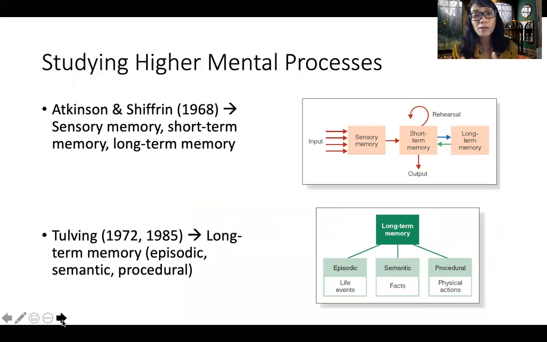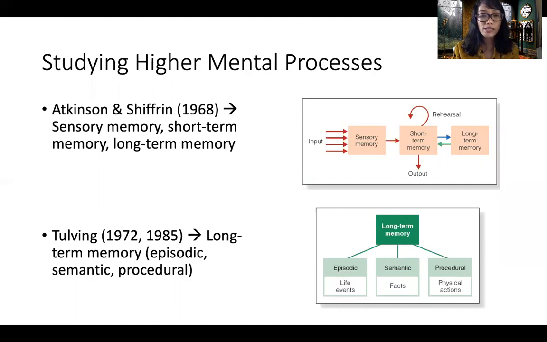Later on, a big step toward the study of higher mental processes in cognitive psychology was the research conducted by Richard Atkinson and Richard Shiffrin in 1968. They introduced a model of memory, or the flow of information in the memory system, as progressing through 3 stages, as you can see in this figure. It starts with sensory memory, short-term memory, and long-term memory. And this model was introduced 1 year after Neisser's book in cognitive psychology.